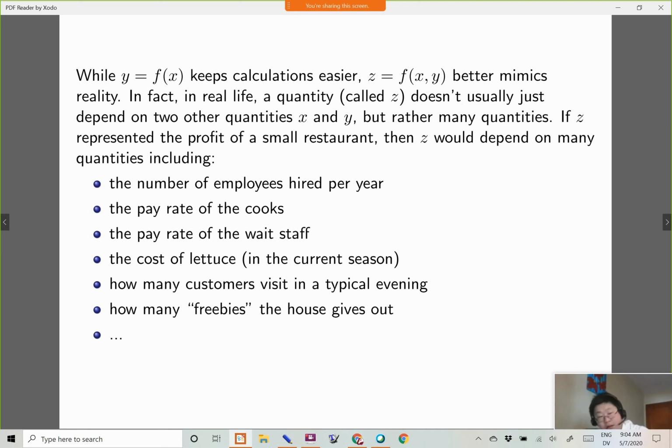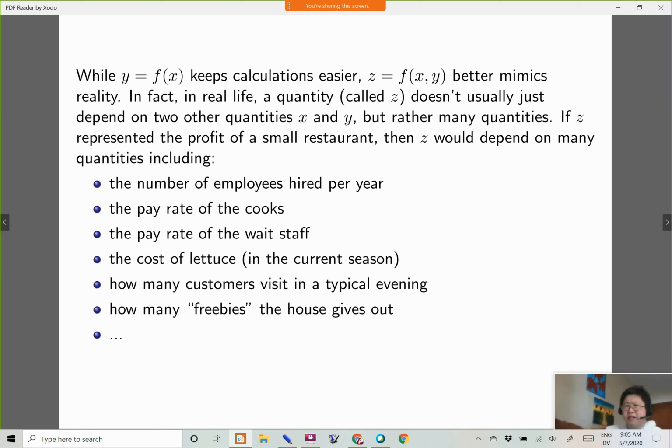a little restaurant, not a chain or something, is going to depend on how many employees are hired per year. Maybe you have this small restaurant, and every year, due to people graduating and moving on, they have to hire new people, and so they lose two people to graduations, and then they have to replace those two people. So maybe you have a tiny restaurant where they hire two people per year. Just as an example, the pay rate of the cooks, right? What's the hourly rate that cooks get, or that wait staff get, or the cost of lettuce, right?